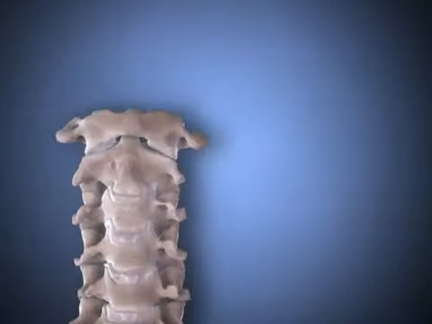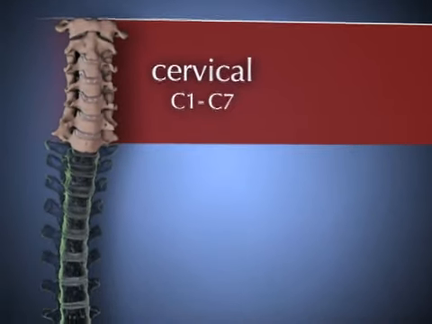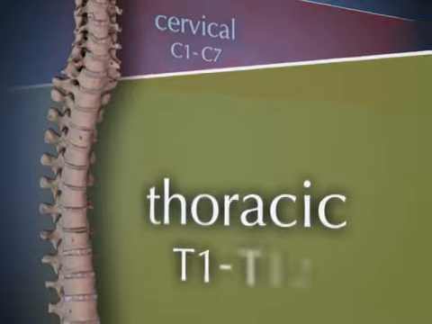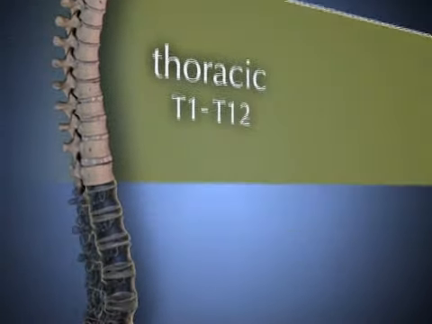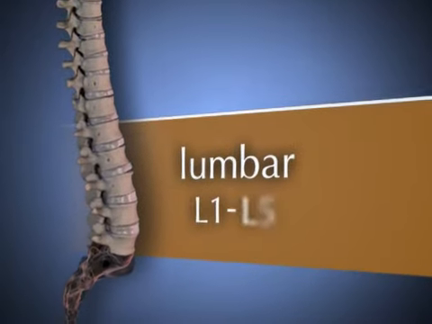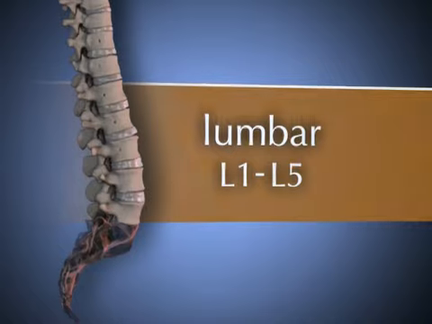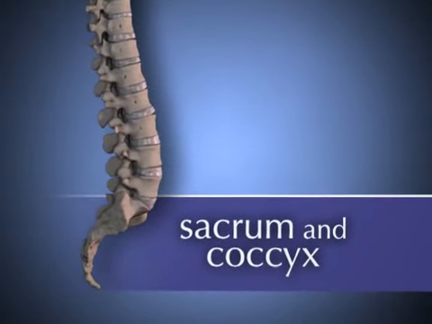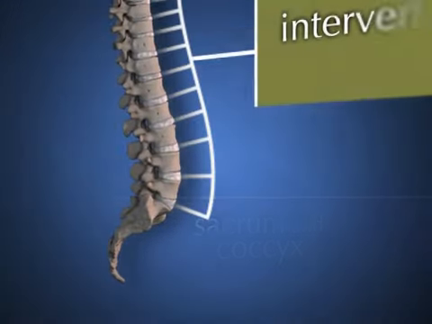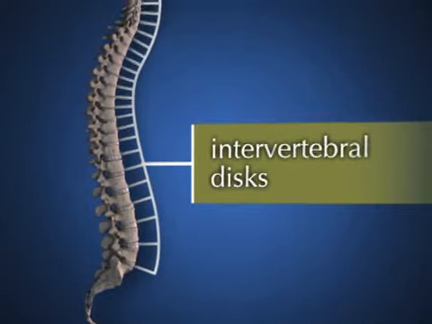The spine has 4 regions. Starting from the top, there are 7 cervical or neck vertebrae, labeled C1 through C7, 12 thoracic or upper back vertebrae, labeled T1 through T12, 5 lumbar vertebrae, designated L1 through L5 in the lower back, and finally, the sacrum and coccyx, a group of bones fused together at the base of the spine. Intervertebral discs are located between each vertebra from C2 through S1.